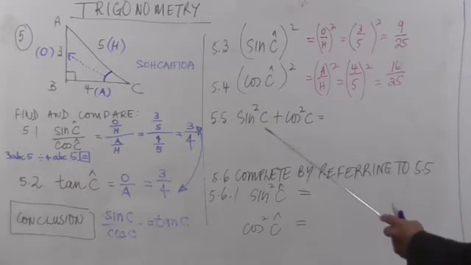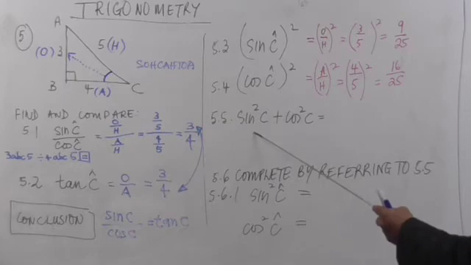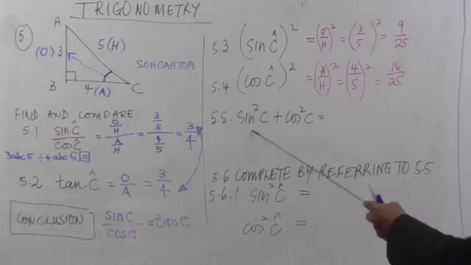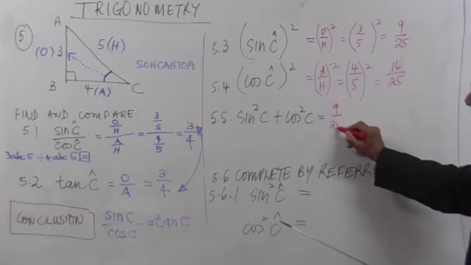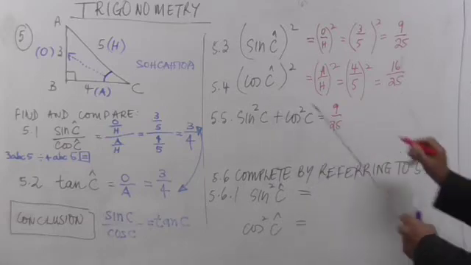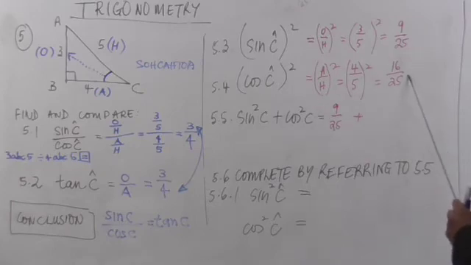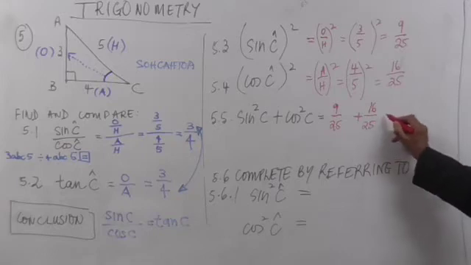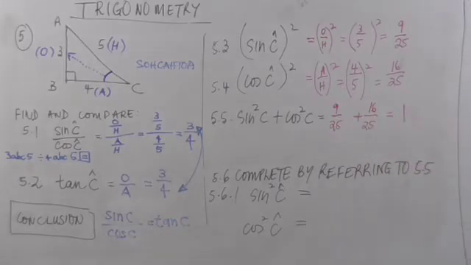Now, this is exactly that. It's just written in another way. So sine squared C is 9 over 25. Cos squared C is 16 over 25. You put that in the calculator and you'll get the answer is 1.